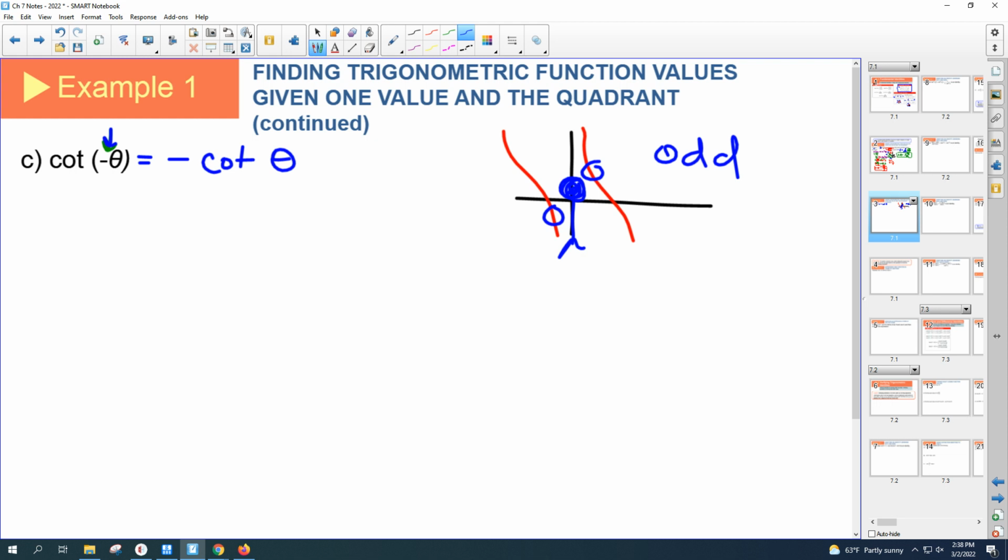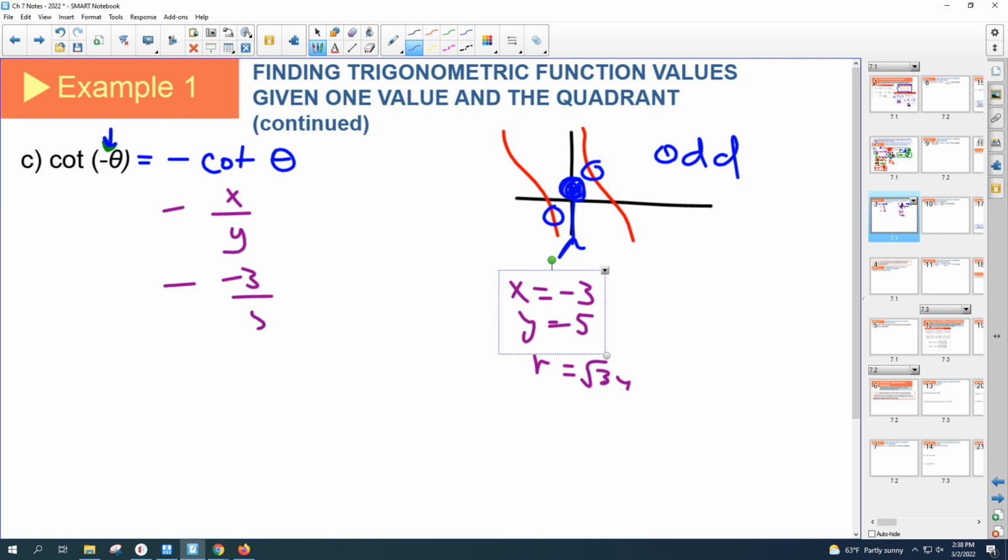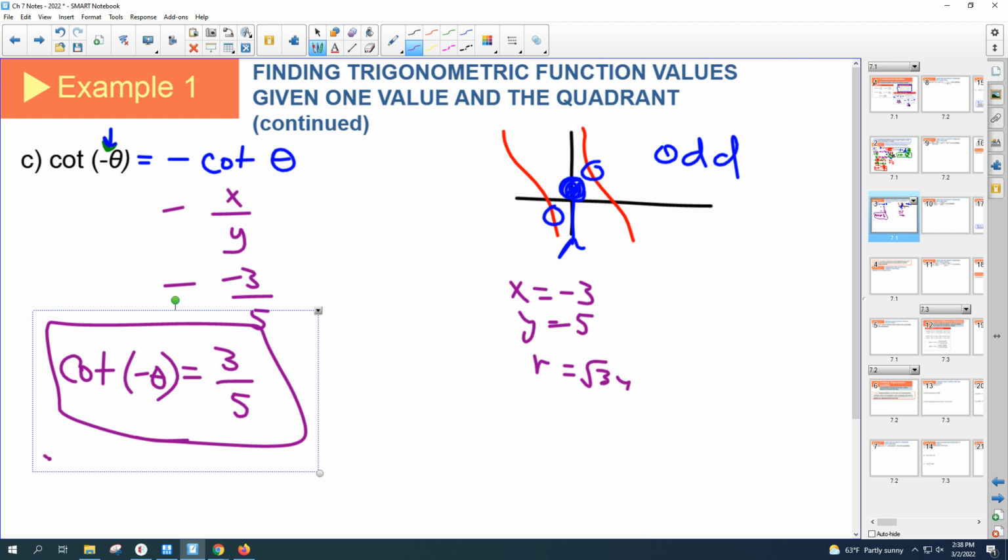Okay, so how can I do this? Well, we'll look at your picture. We know cotangent is x over y. So we'll have negative x over y. And then remember your x number was -3, your y number was 5, and your r number was square root of 34, right? So we've got negative -3 over 5, that's 3/5. Cotangent negative theta equals 3/5. All right, best way to do it is with that picture.